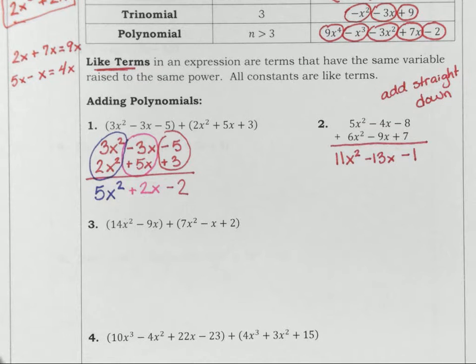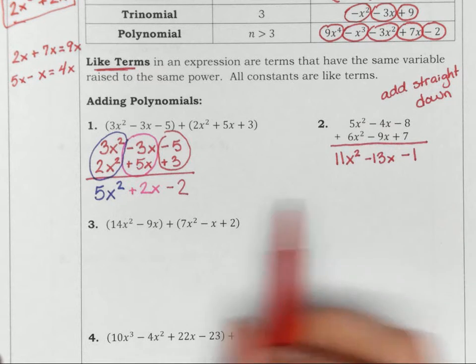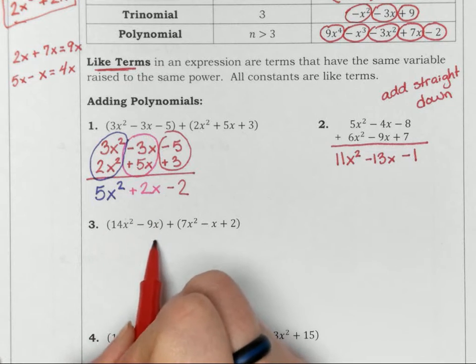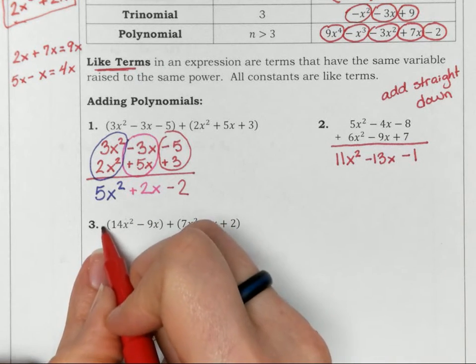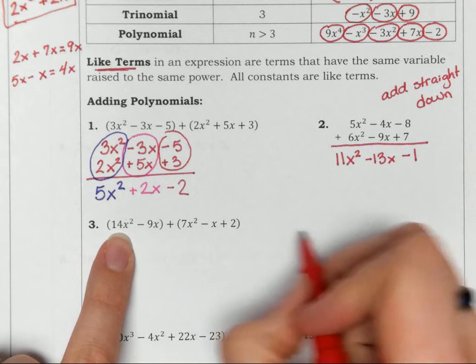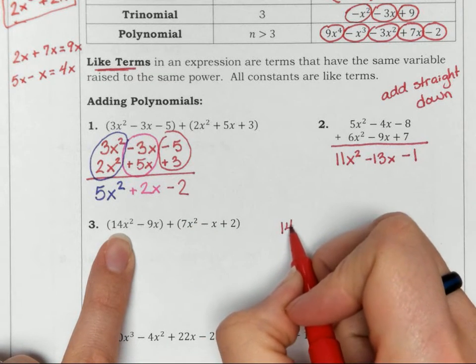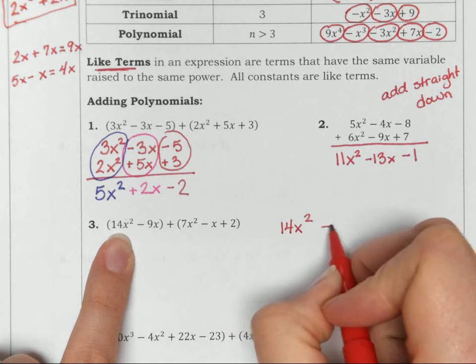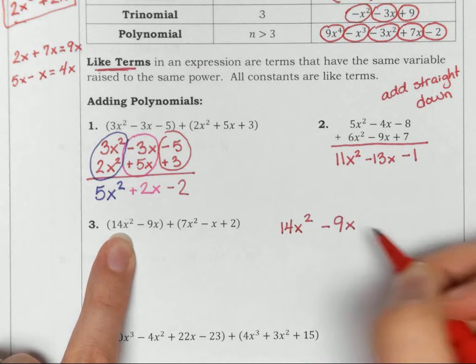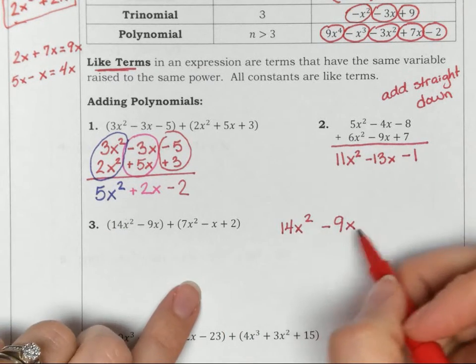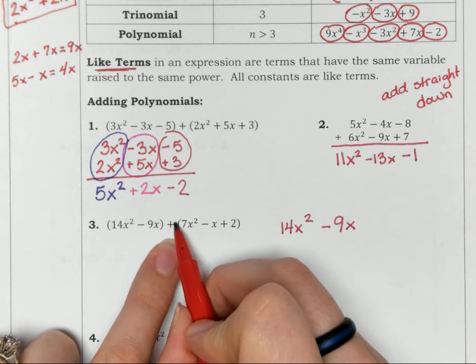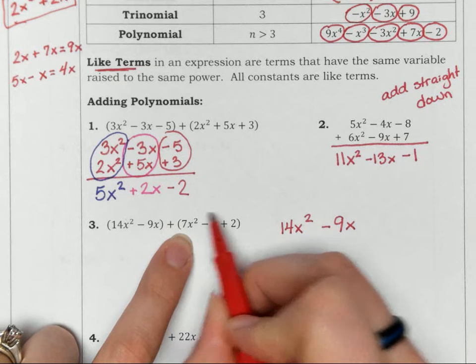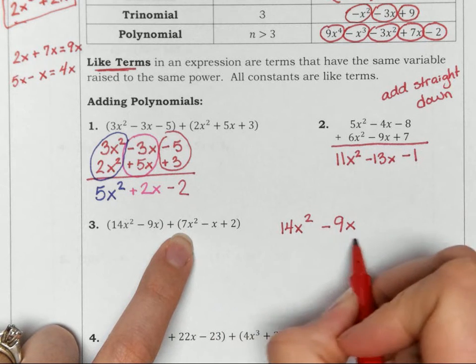All right, number 3. Again, these parentheses out in the front don't mean anything because there's no number in front. So I'm just going to rewrite this. I'm going to come over here and put 14x squared minus 9x. Don't squish it all together. Leave space in between. Plus, and then there's nothing again in front, so I can remove these parentheses, and I'm going to line them up underneath.